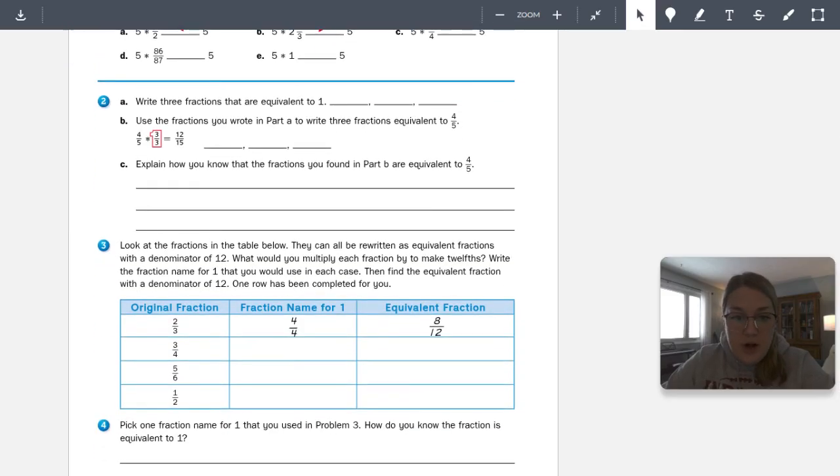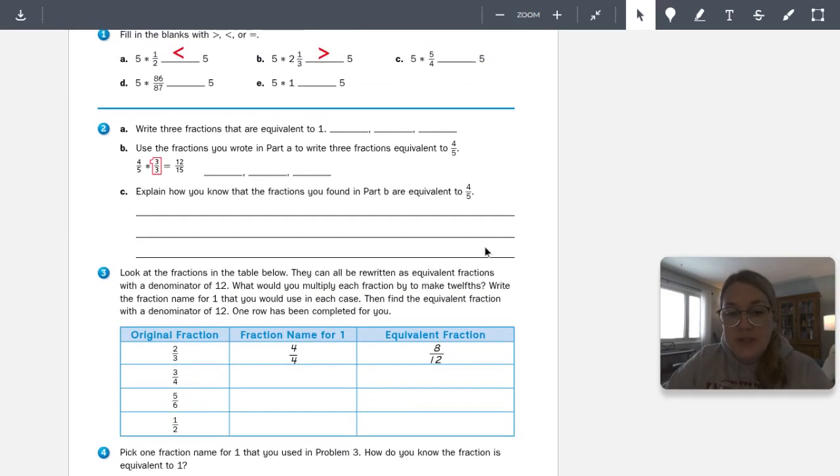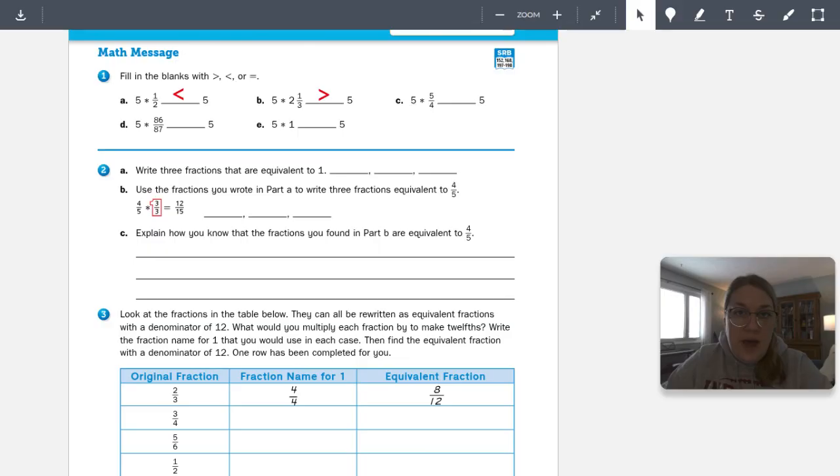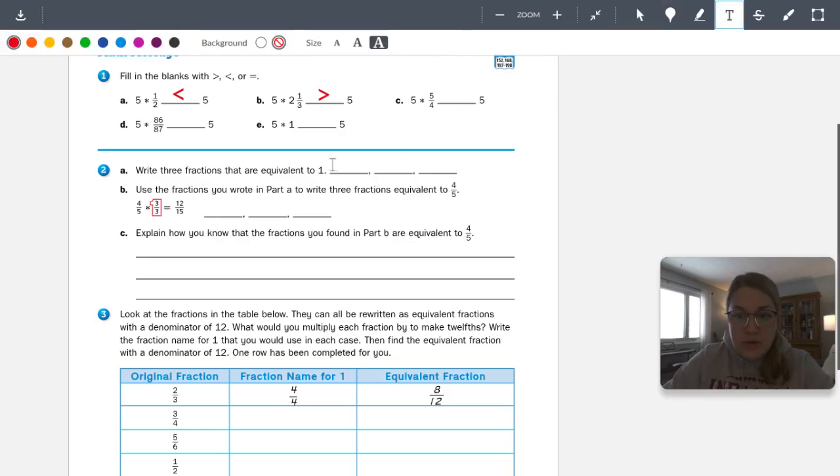Okay, so moving on to this number 2 or second section. We are going to write 3 fractions that are equivalent to 1. This is just a quick review, guys. Remember, any digit over itself. So when the numerator and the denominator match, no matter what number they are, that's one whole. There's no need to show work on your piece of paper for this because this is really easy review. We should already know this from 4th grade.